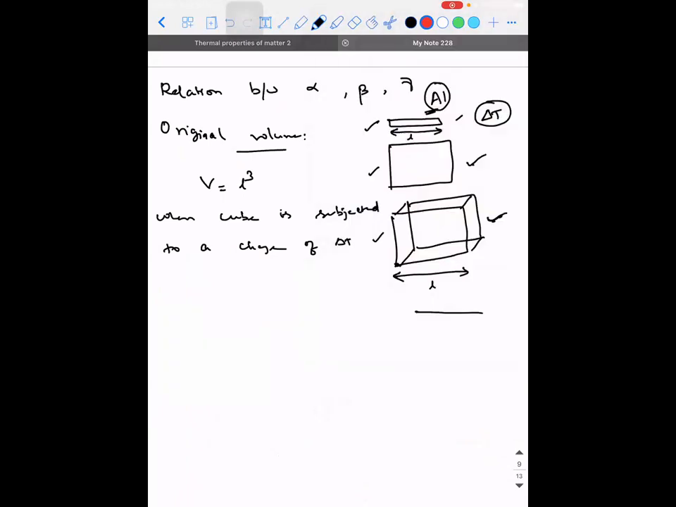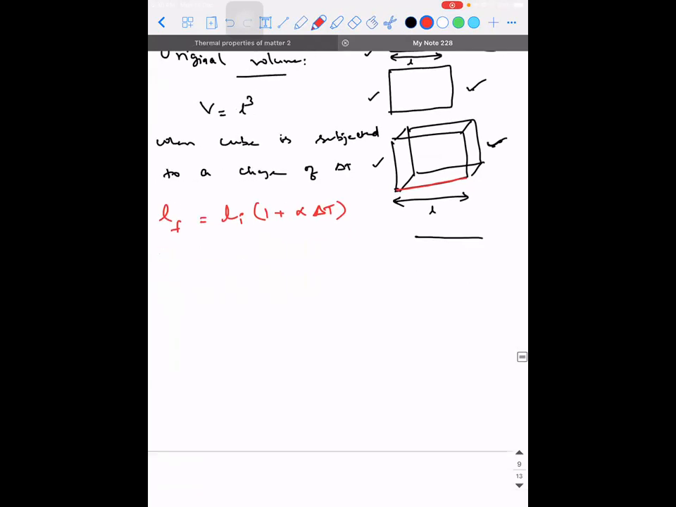I'll change the color, see. This length will increase in such a way that what is going to be the final length? L final will be equal to, you revisit the formula, L initial into 1 plus alpha into delta T. So L final will be equal to, what is the L initial? It is L into 1 plus alpha delta T. Let me call this equation number 1.